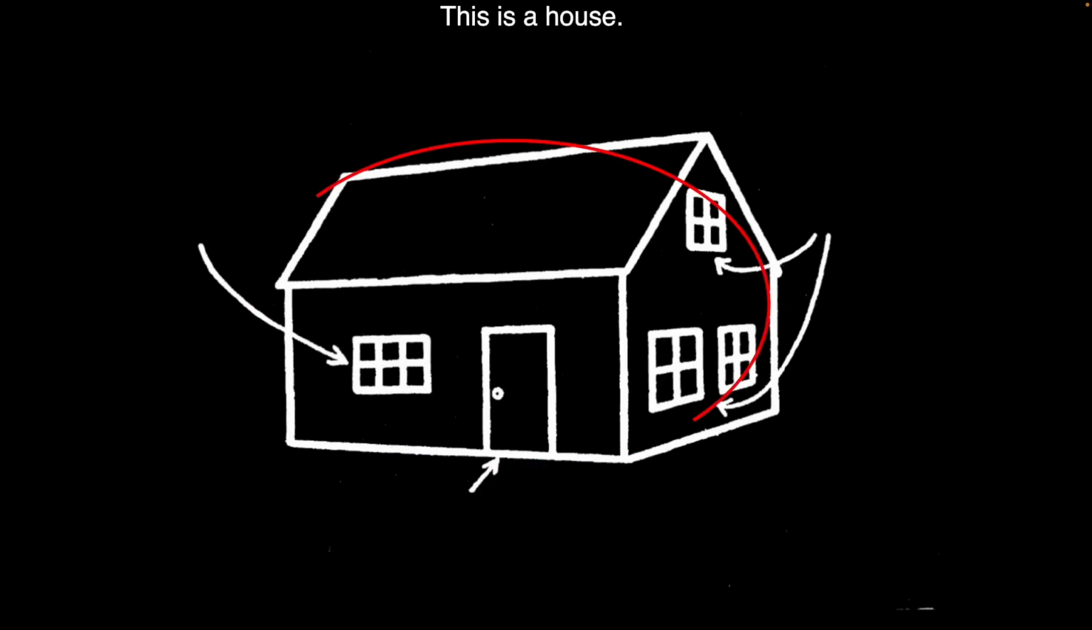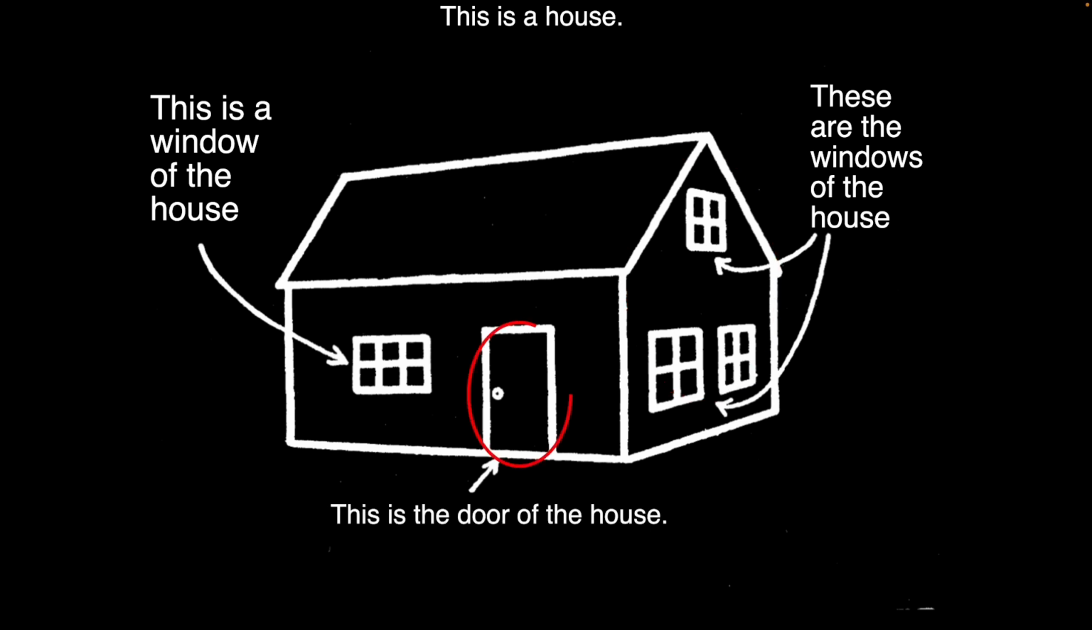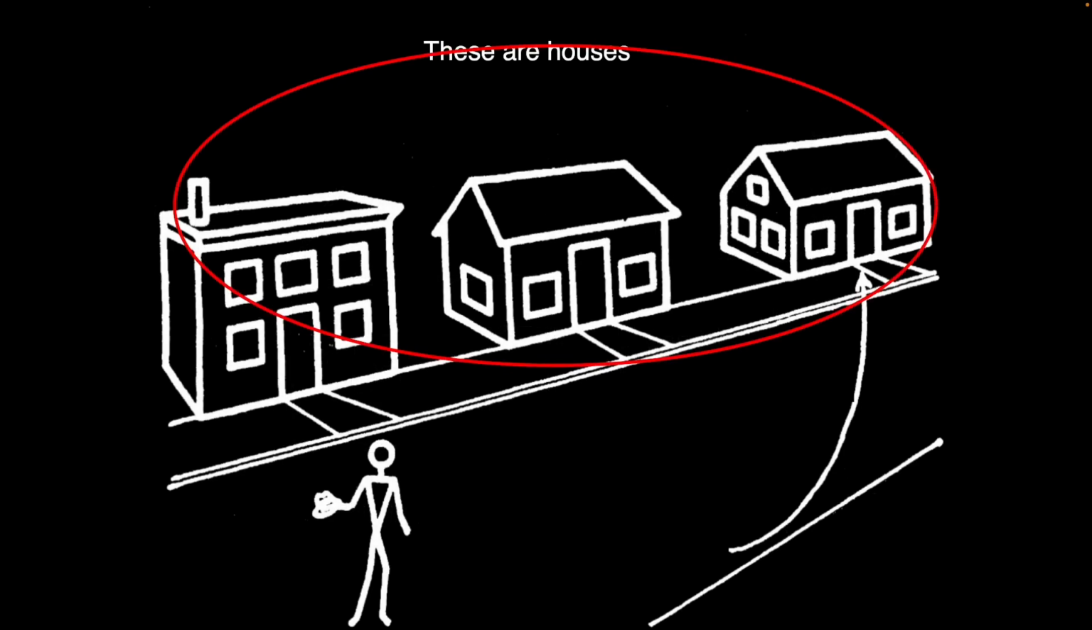This is a house. This is a window of the house. These are the windows of the house. This is the door of the house. These are houses.